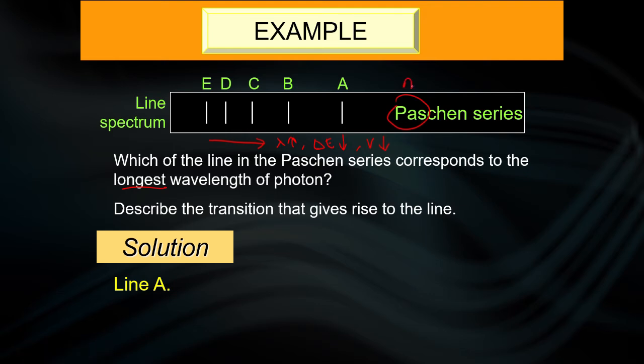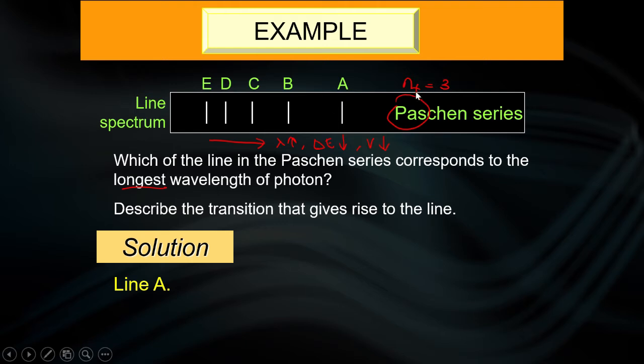So that means its final or its ground state equals 3. So the first line, this is the first line. Okay, this is the first line. Line A is the first line. How do we know? The first line will have the lowest energy. So this is the first line.